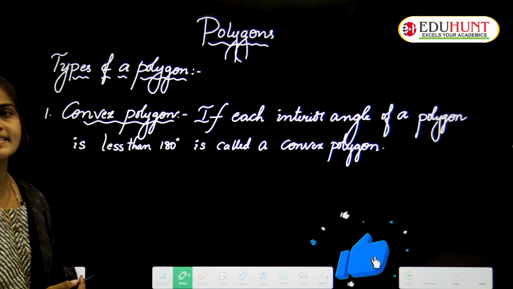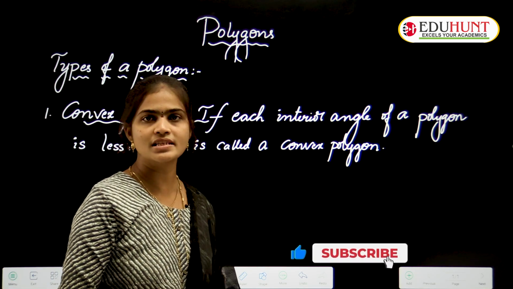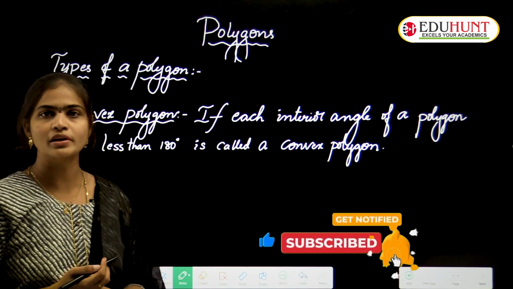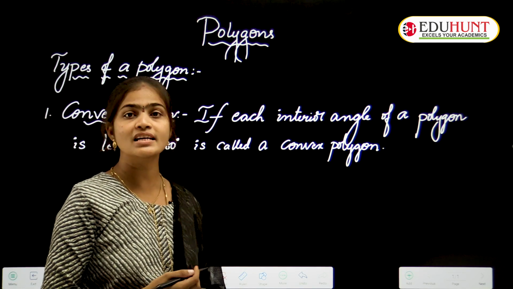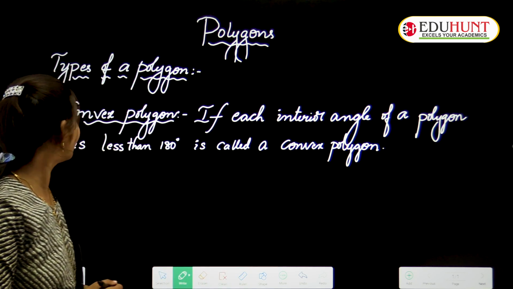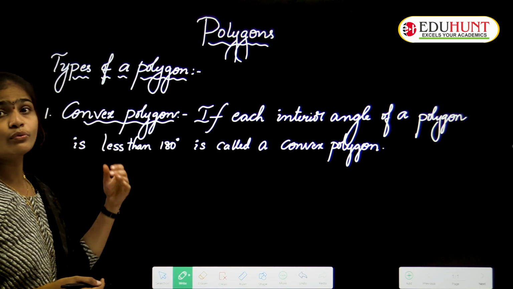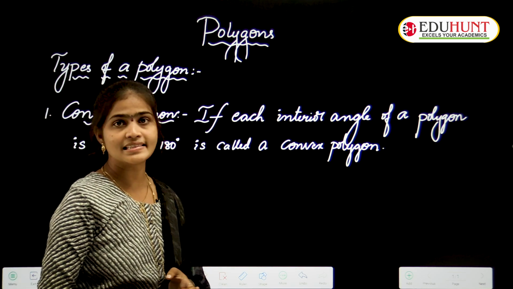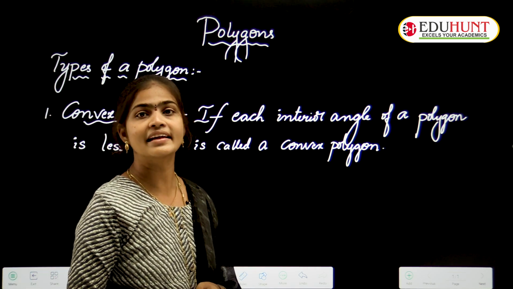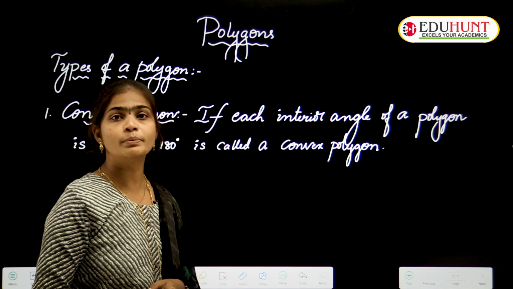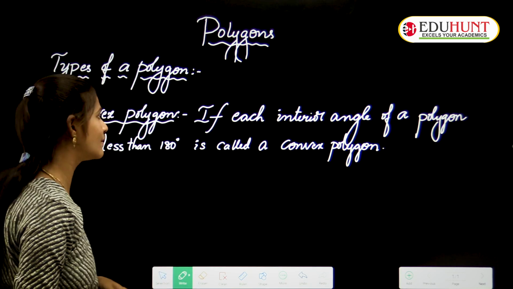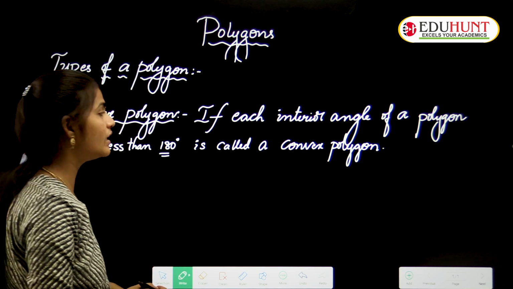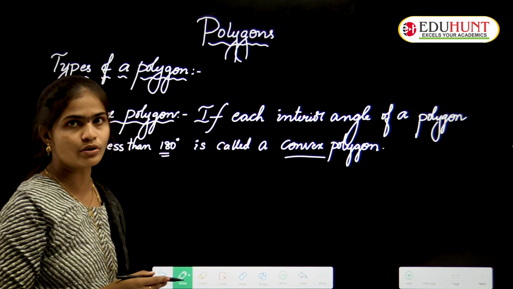So see the next types of polygons. Here the first type is the convex polygon. We have 2 types of polygons: one is convex, another is concave. So see about the convex polygon. What does convex polygon mean? If each interior angle of a polygon is less than 180 degrees, those polygons we call convex polygons.